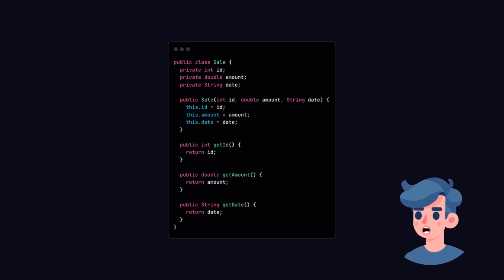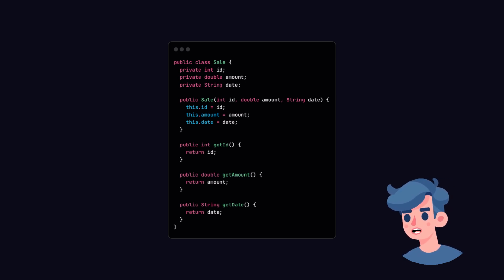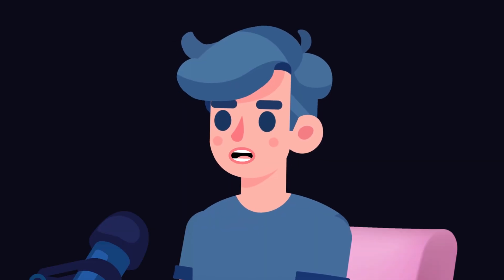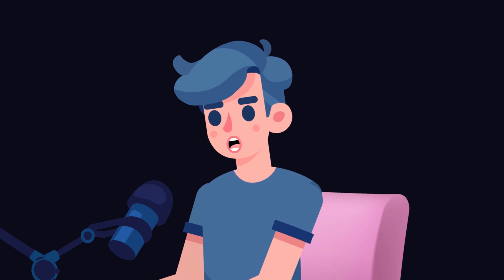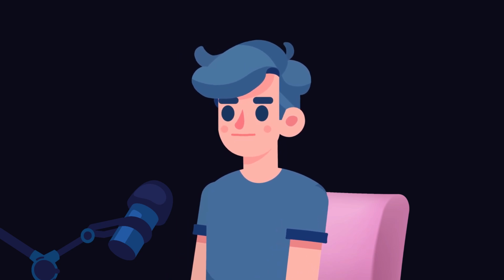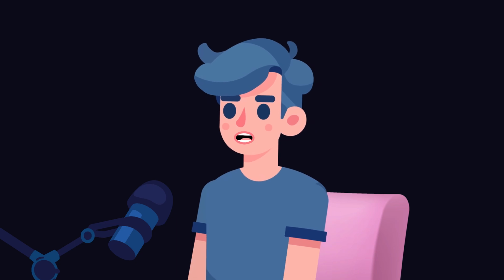Let's start by creating a simple Java class to represent our sales data. We will call this class Sale. It will have attributes for the ID, amount, and date of the sale. Here's how our Sale class looks. It contains three properties: ID, amount, and date, along with a constructor and getter methods to access these properties.